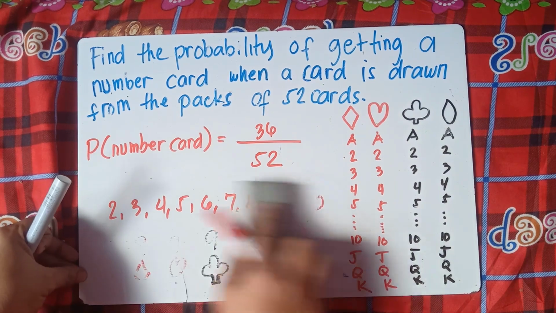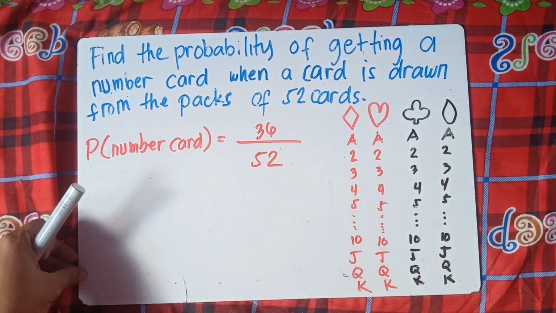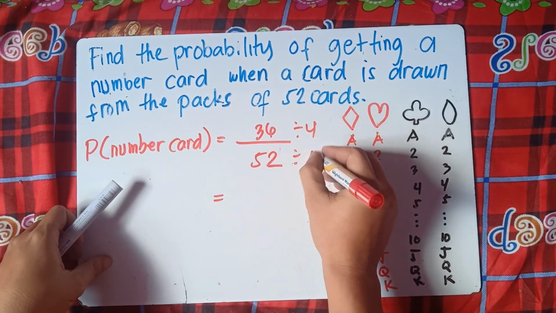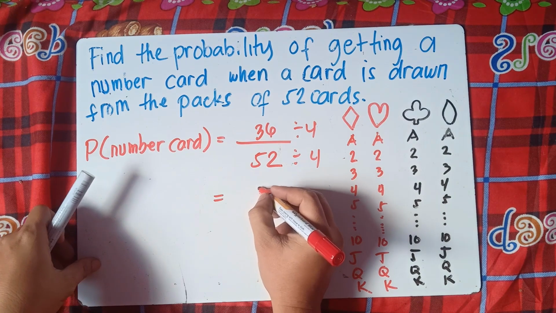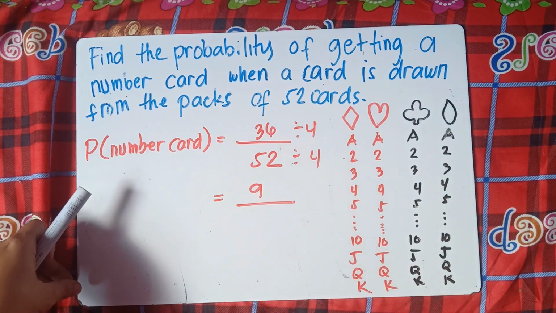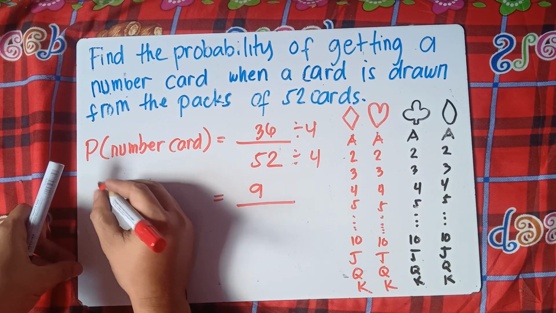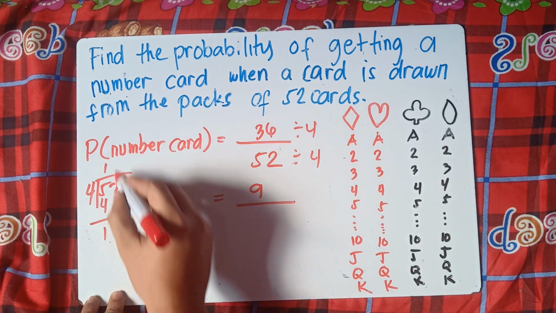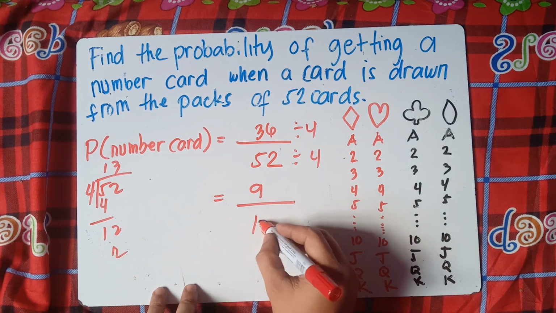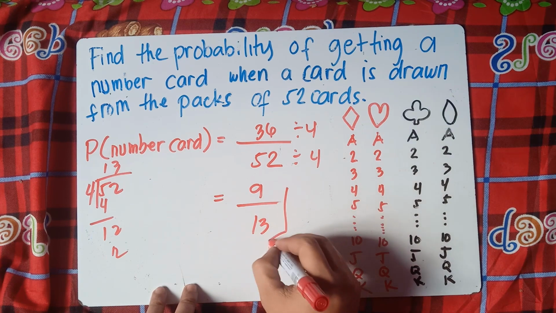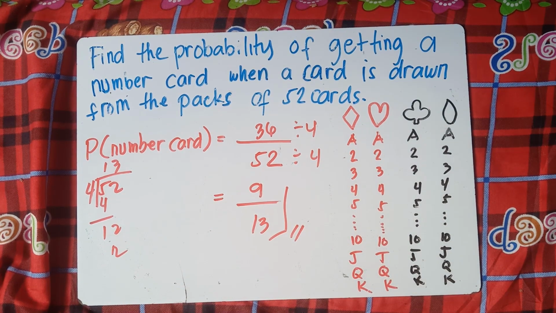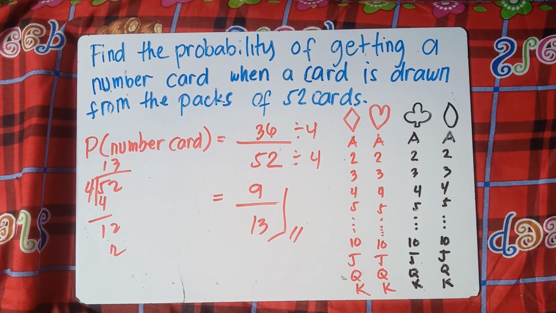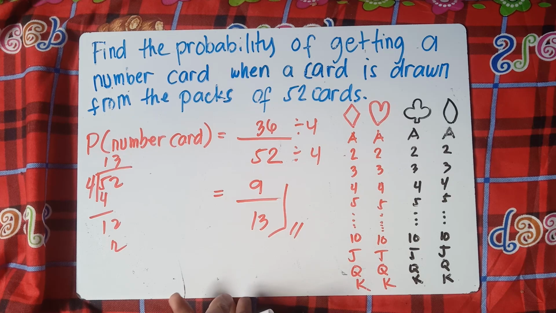So we can reduce the fraction, class, to the lowest term. 36, we can reduce it by 4. Divided by 4. 36 divided by 4 is 9. And 52 divided by 4, we have 13. So our answer, class, is 9 over 13. That's it. That's how you solve for the number card. So very easy, right? So that's how you deal with probability.